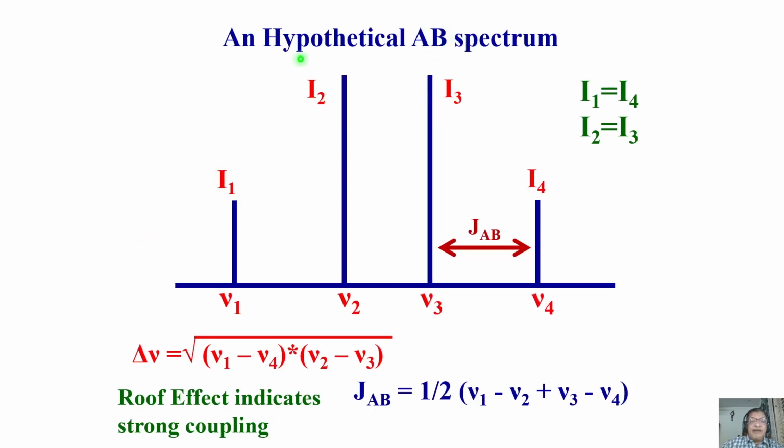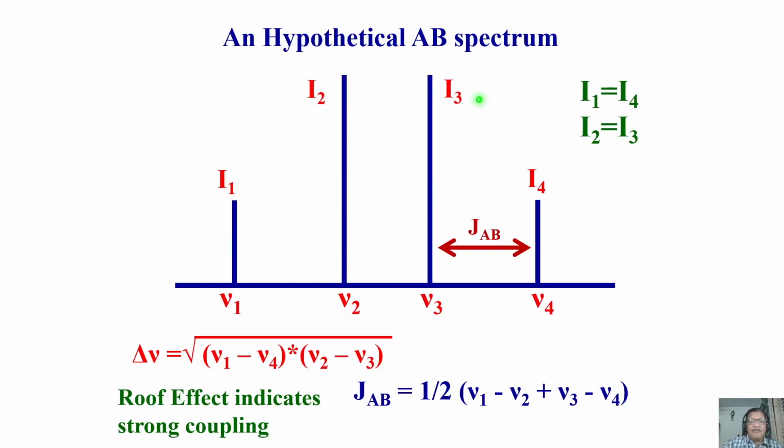Remember, in the AB coupled case, the intensities of the central two lines are equal, and the intensities of the outer two lines are equal. I2 is equal to I3: the intensity of the second peak and the third peak is the same. The intensity of the first and the fourth are the same. This is the pattern we expect for AB.